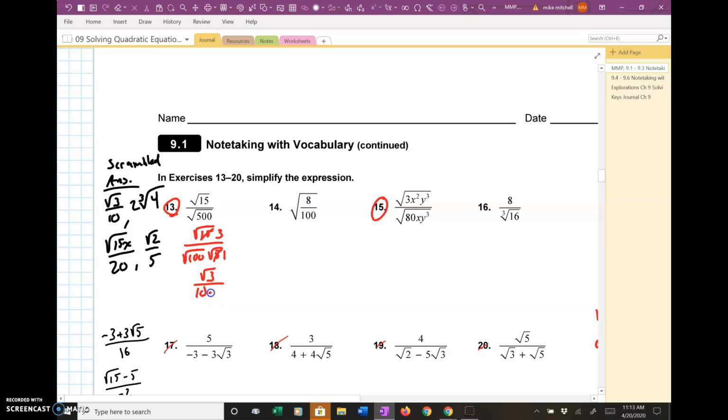Square root of 1 is 1 times 1. I don't really need square root of 1. That's just root 3 over 10. Oops, there's my answer. It checks out.